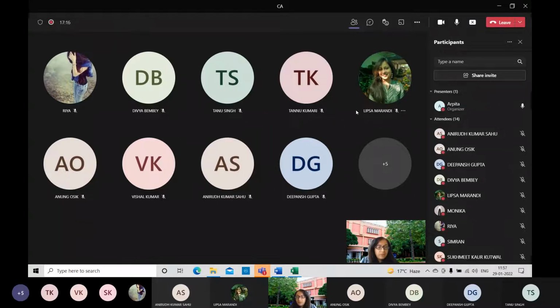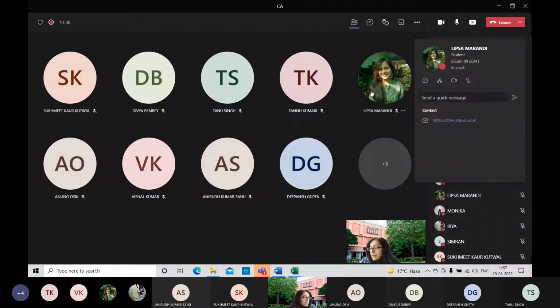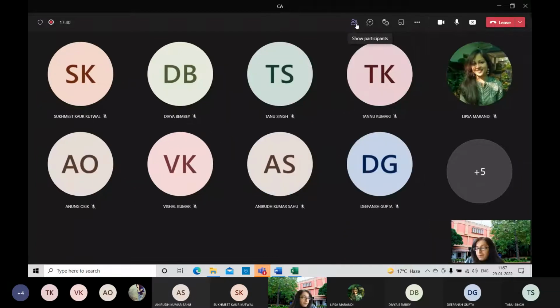Sukhmeet, what about you? I'm 38,000. Right, Sukhmeet, you're right that it is 38,000, but you also need to tell me whether it's goodwill or capital reserve. Ma'am, capital reserve 38,000. Very good, Sukhmeet. Can you read out the entire entry for me?